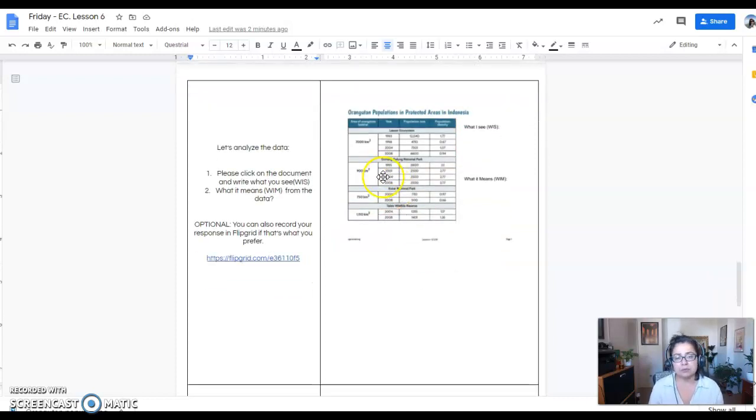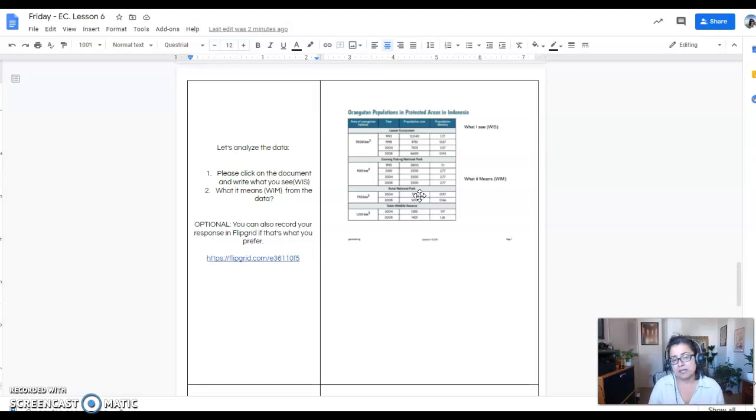What you will be doing is you are going to do two things. You're going to click on this document and write what you see, and then you're going to write what it means. So you're going to see certain things and record that, and then you're going to tell me, what does that mean to you, what you see?